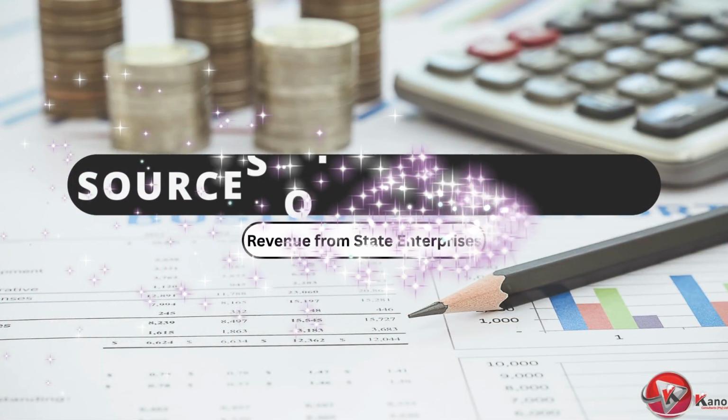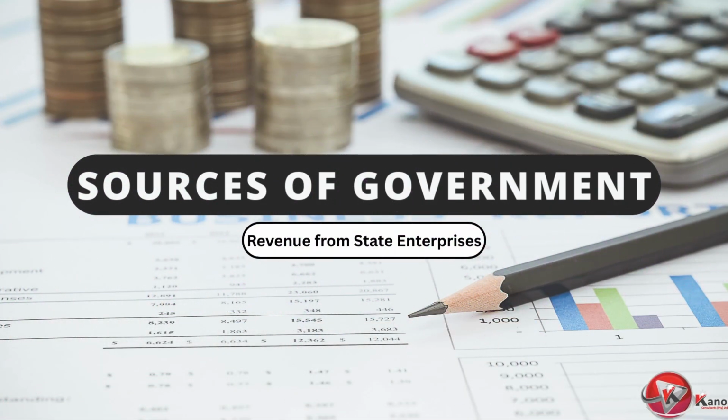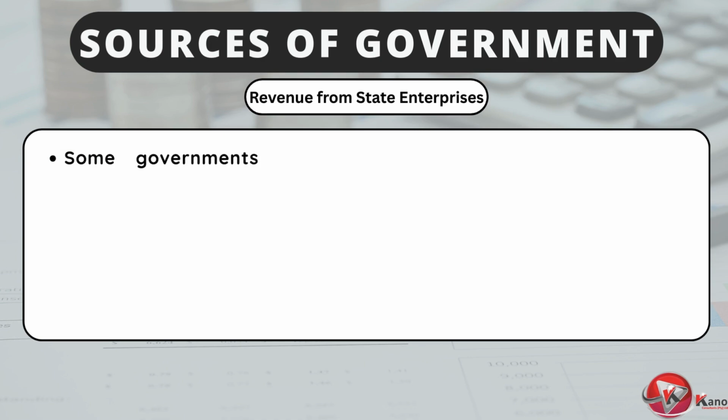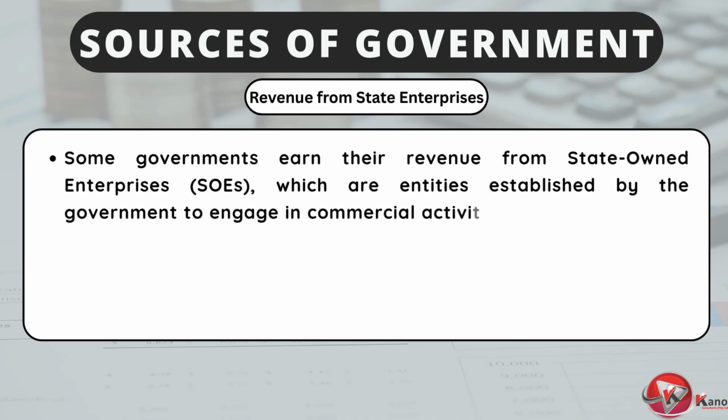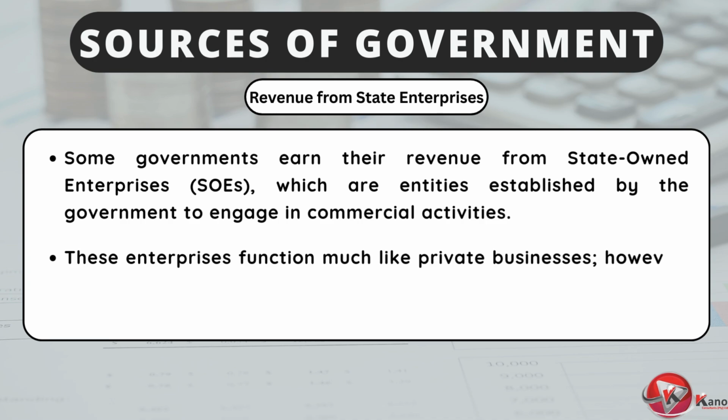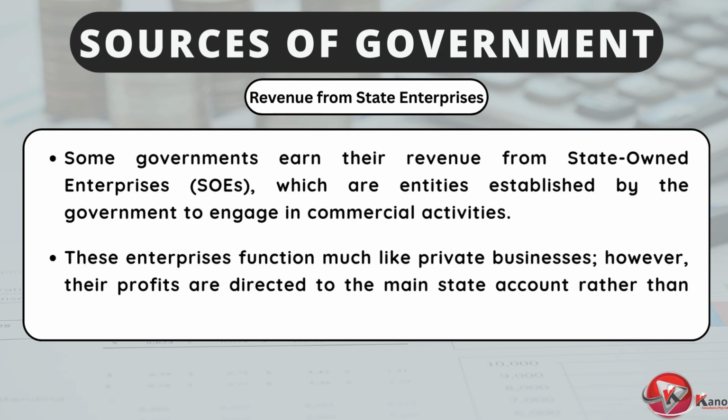Let's start with revenue from state enterprises. Some governments earn their revenue from state-owned enterprises, or SOEs, which are entities established by the government to engage in commercial activities. These enterprises function much like private businesses, however, their profits are directed to the main state account, rather than distributed as private gains.